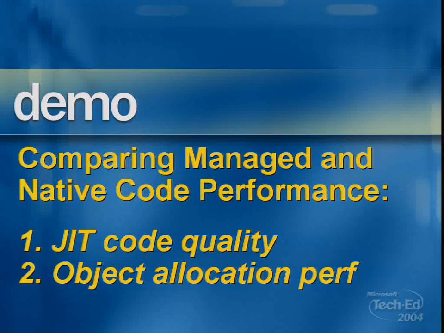So I have a couple of demos to underscore these 2 points. The first one is going to give you some idea about the JIT code quality, the quality of the generated native code. And the second is going to compare and contrast native and managed memory allocation rates. So I have to go over here.